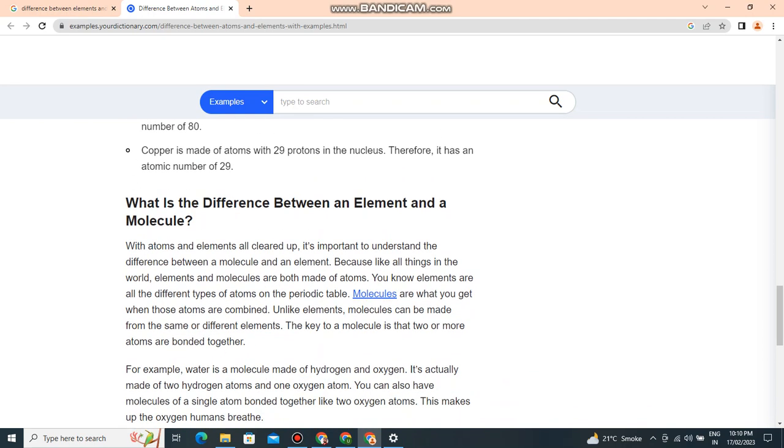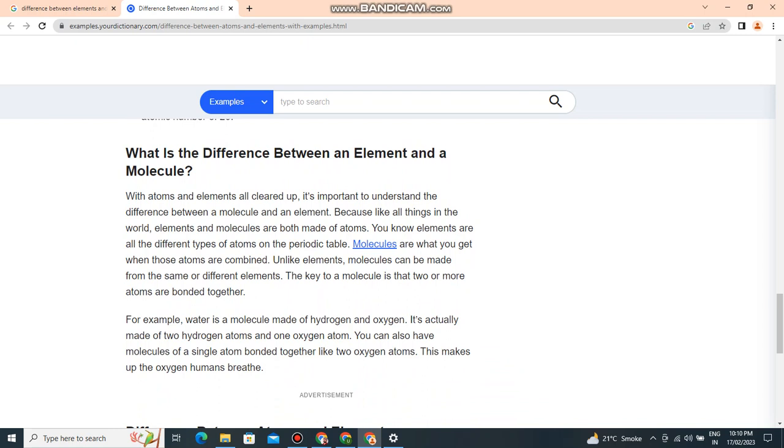What is the difference between element, atom, and molecule? With atoms and elements cleared up, it's important to understand the difference between a molecule and an atom, because like all things in the world, elements and molecules are both made of atoms. Elements are all the different types of atoms on the periodic table. Molecules are what you get when those atoms are combined. Unlike elements, molecules can be made from the same or different elements. The key to a molecule is that two or more atoms are bonded together.